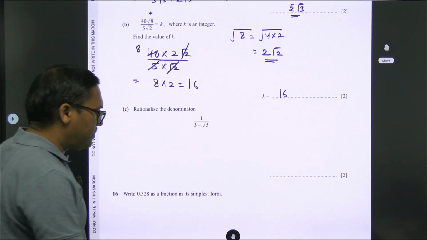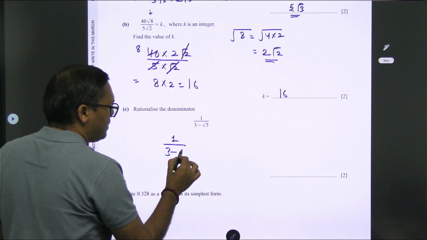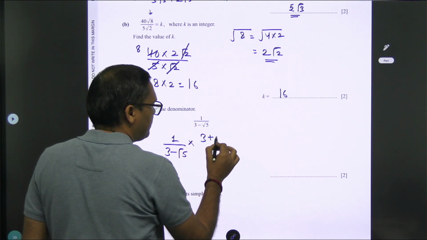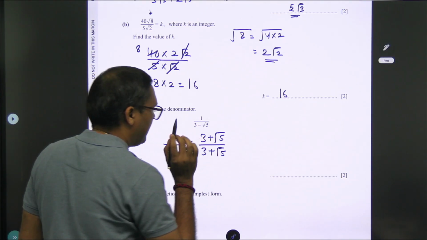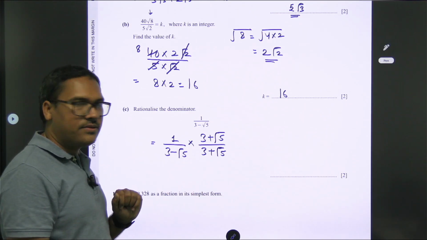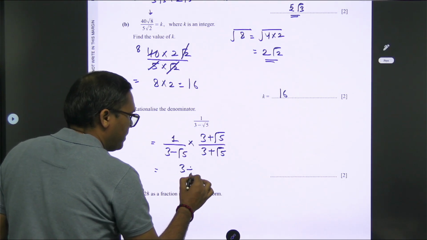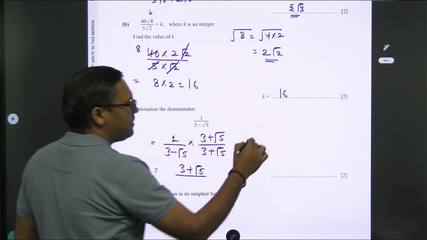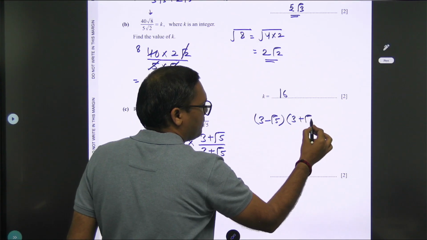Now, the question on rationalization. So how to rationalize this? In rationalization, we know this is 1 upon 3 minus root 5. I have to rationalize the denominator. So we will multiply with its conjugate, which is 3 plus root 5. And if you are multiplying, you have to divide as well. So effectively this number is multiplied and divided by 3 plus root 5. Now we know this is 1 into 3 plus root 5, which is simply 3 plus root 5, divided by 3 minus root 5 multiplied with 3 plus root 5 in the denominator.